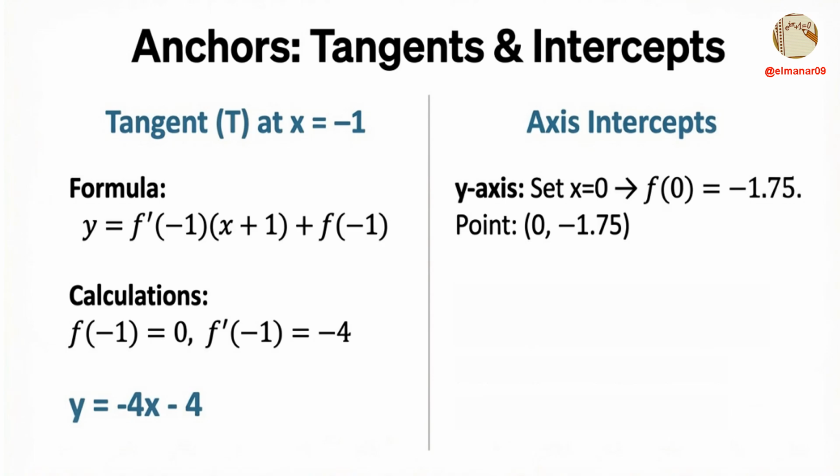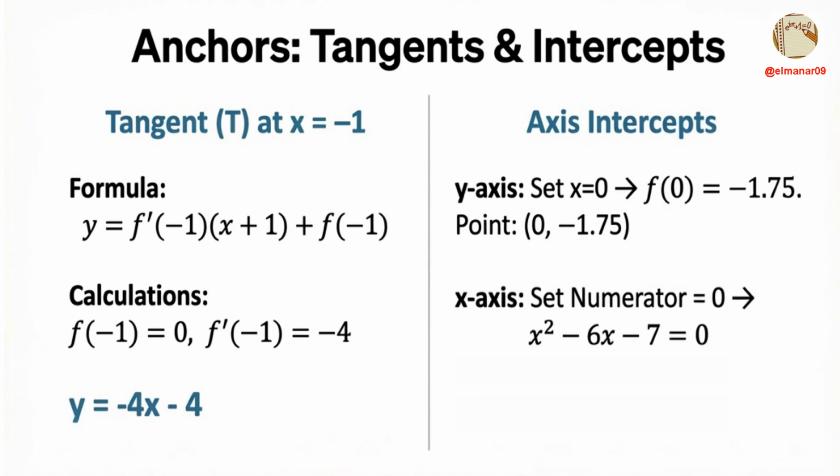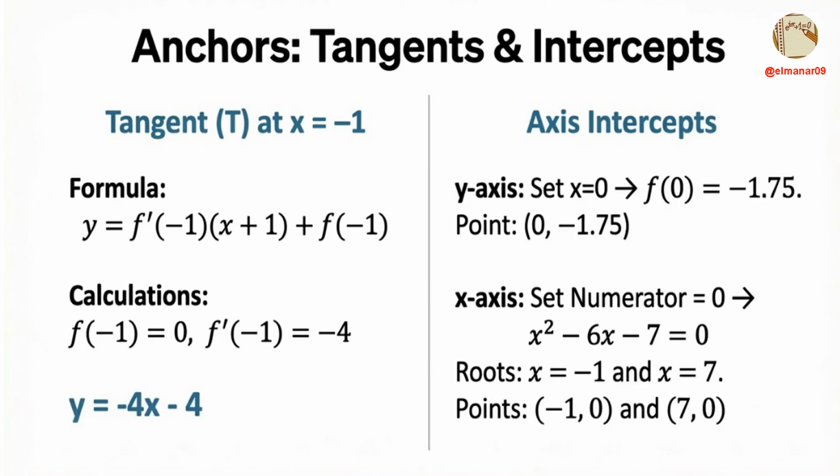But wait, look at the x-axis. To find where we hit the pavement horizontally, we set the numerator to 0. We've got a quadratic there. x squared minus 6x minus 7 equals 0. You solve that, and I know you guys can do quadratics in your sleep by now, and you get two roots, x equals -1 and x equals 7. That gives us two solid points, (-1, 0) and (7, 0).